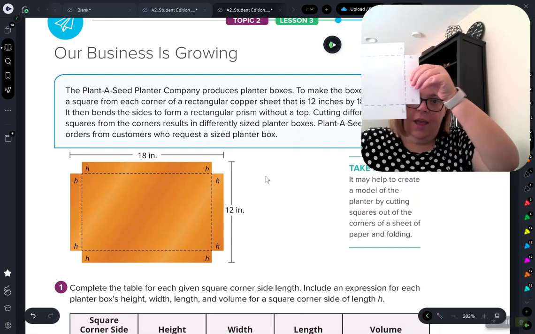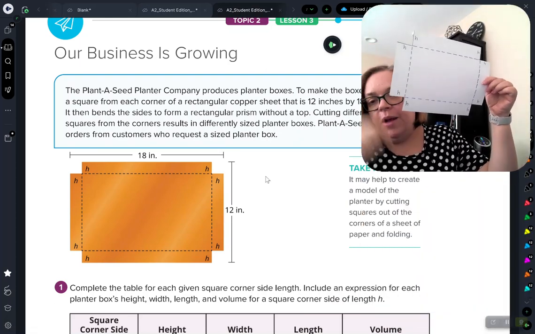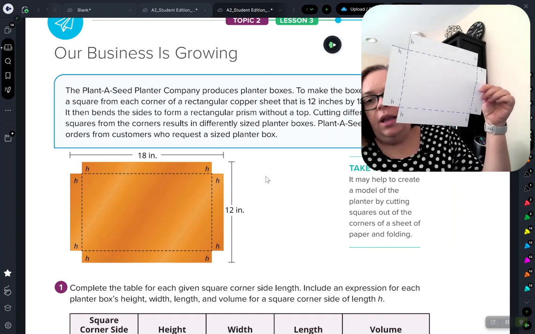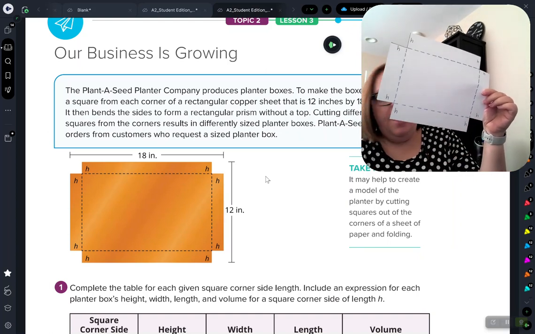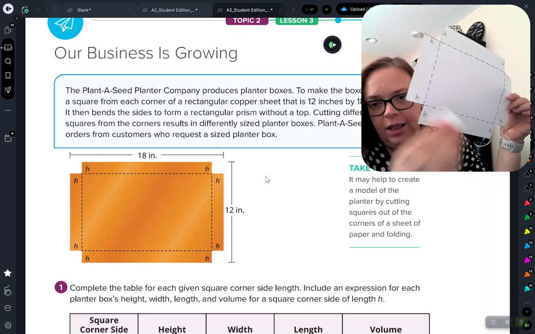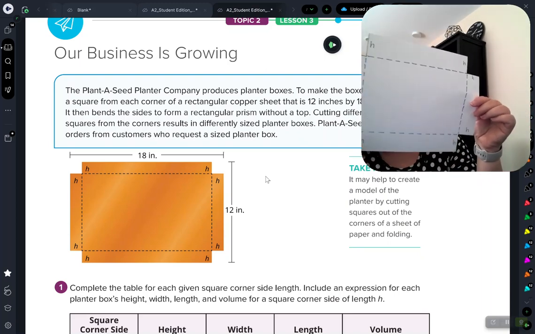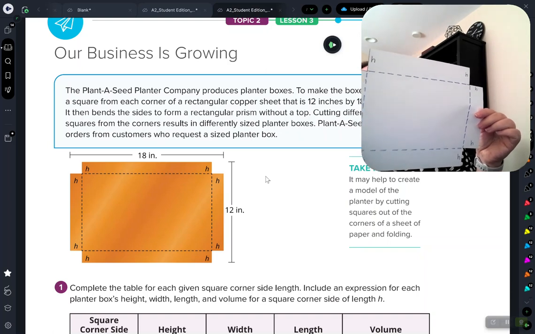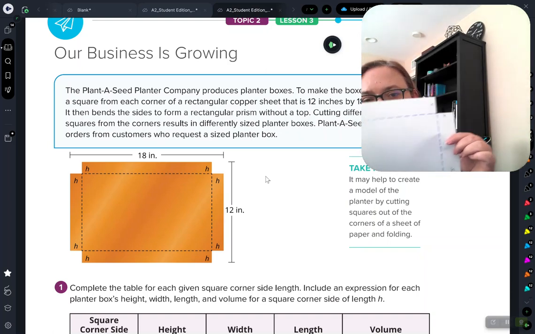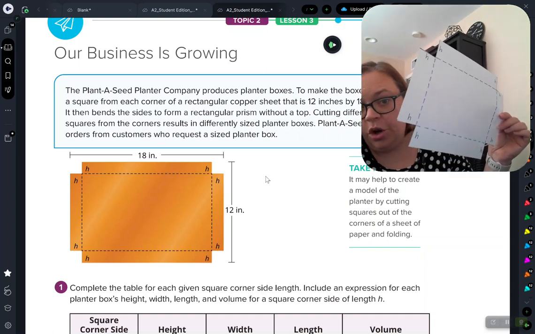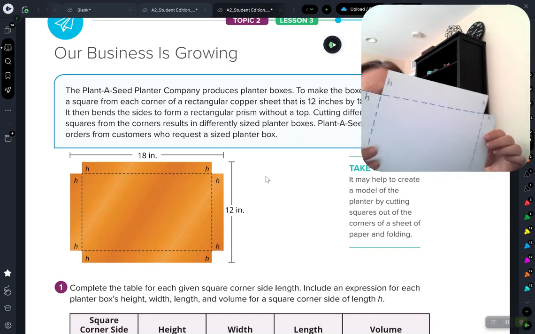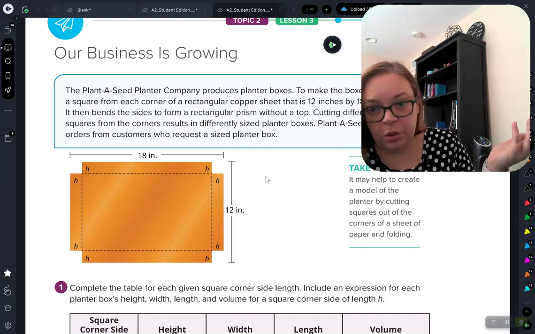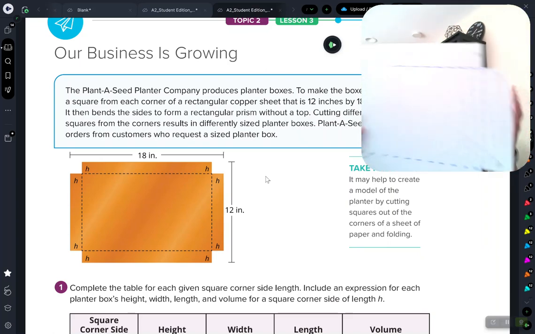So I have taken just a regular 8.5 by 11 piece of paper, and I measured a square out of each corner, I think I did 1.5 inches, and then I cut those squares out. And you can see I labeled that dimension with h. That's your unknown here. We don't know what the size of the square is. The size of the square is going to change the size of the box.